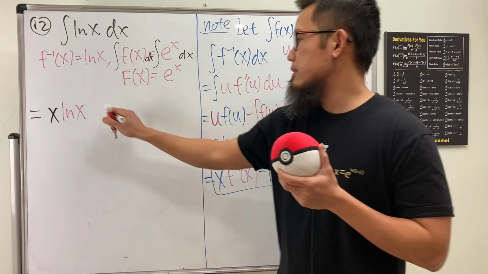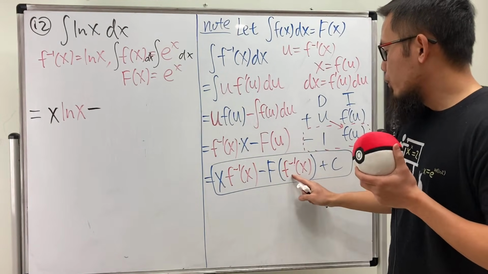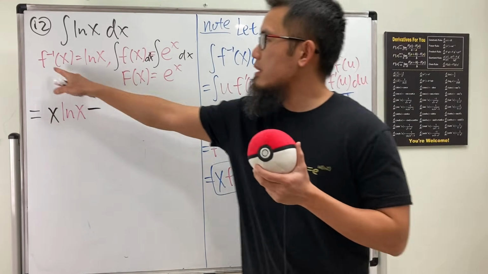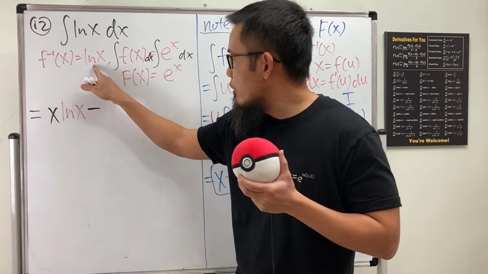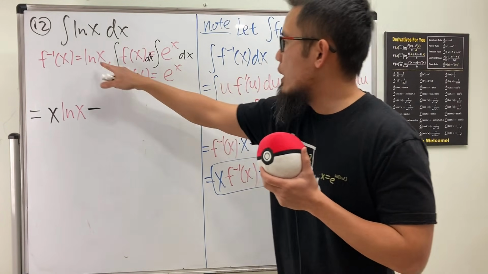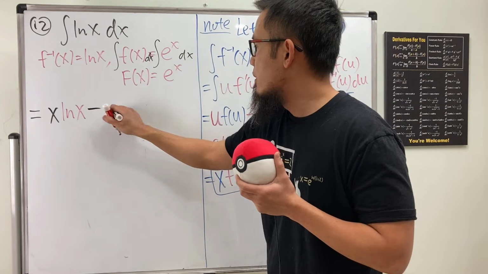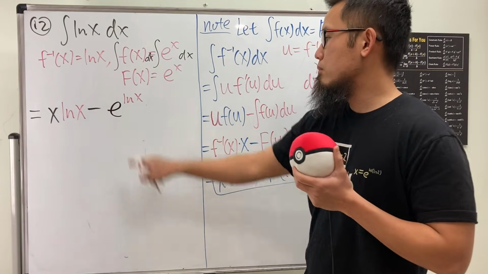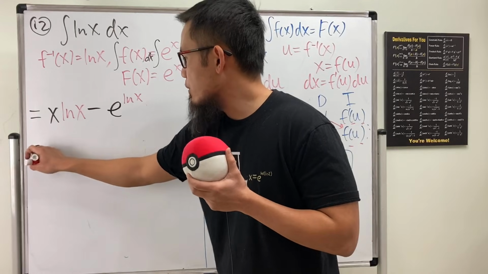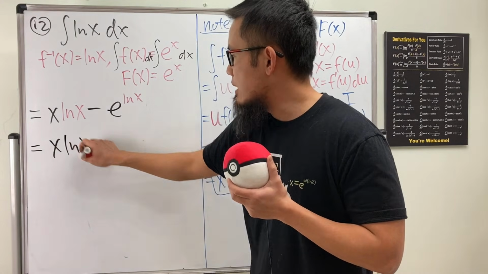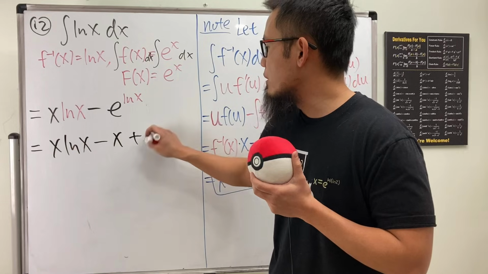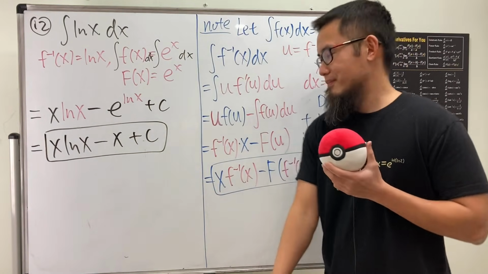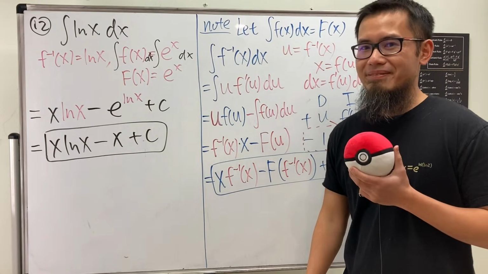And then minus, well, we will have to enter the inverse function into the capital F. This is the inverse function. We will have to enter this into the capital F right here. So we actually get e to the power, of course they cancel. So finally, ladies and gentlemen, it is x times ln x minus x, and finally right here, I will put on the plus c, and this right here is it. Have a look. Really powerful, isn't it?